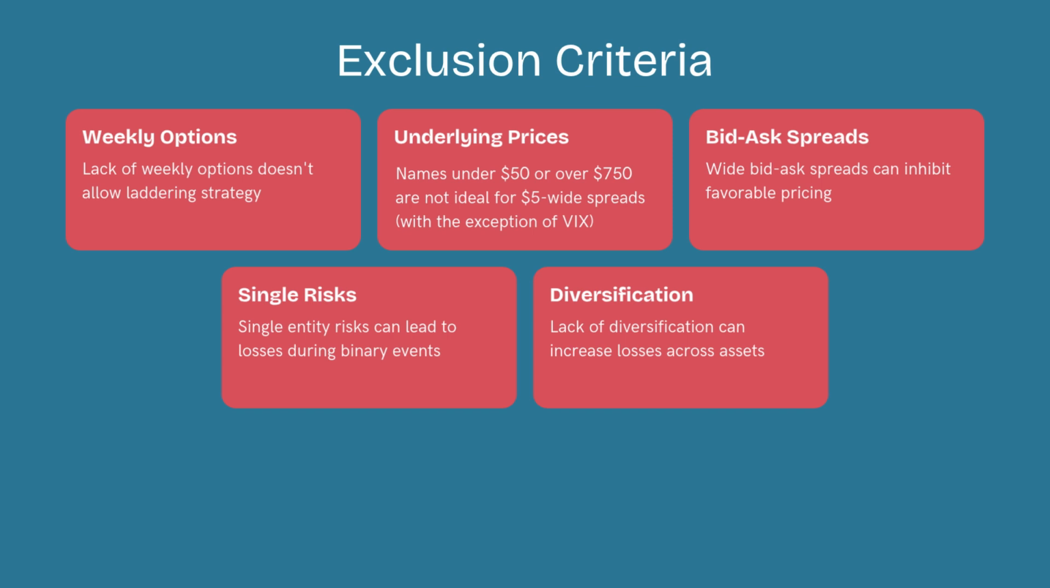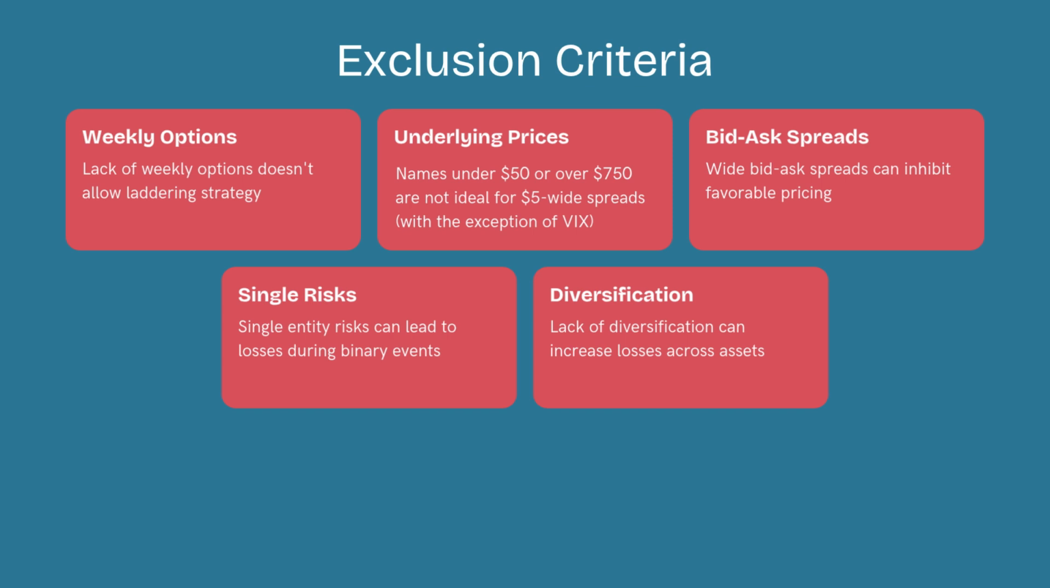And once you get over 750, $5 wide spreads are not enough. So you're going to have to expand to $10, $25, to $100. So that's really the sweet range, the 50 to 750. Some of the other exclusion criteria we exclude based on really wide bid-ask spreads.